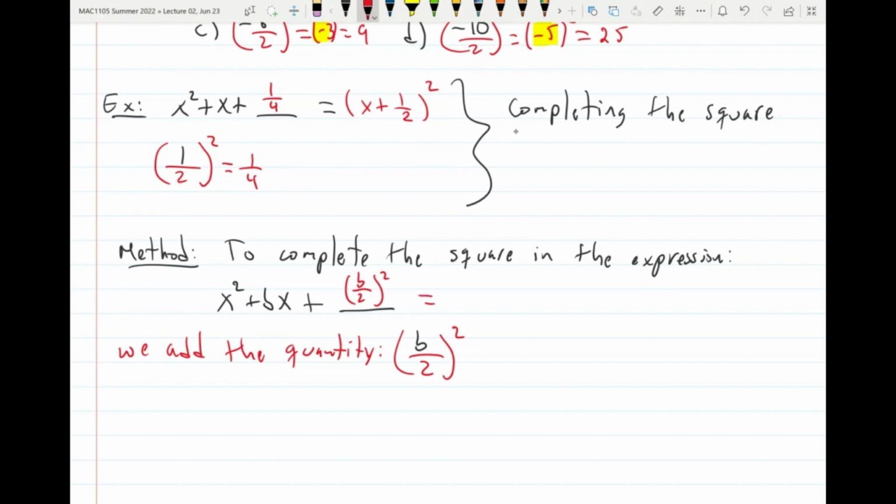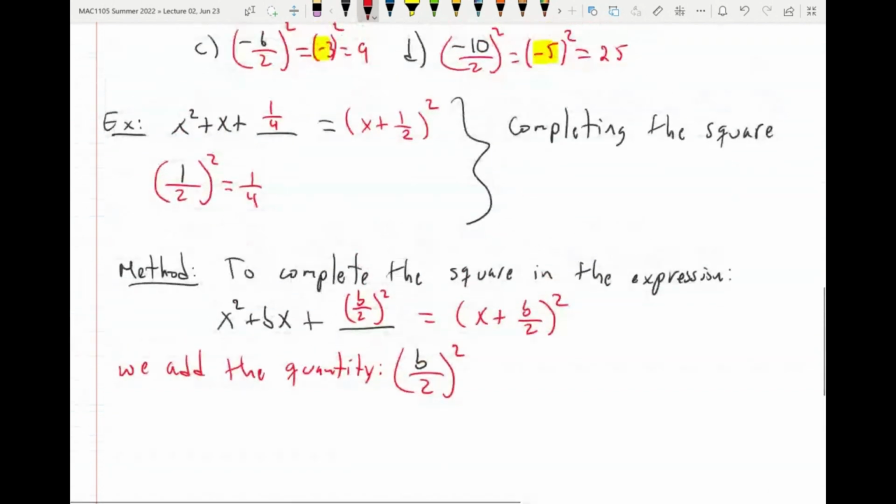How does this factor? x plus b over 2 squared. Good. It factors as x plus b over 2 squared. And once again, if b was negative, then it would be a negative. If b is positive, then you have a positive. So that's what completing the square is.